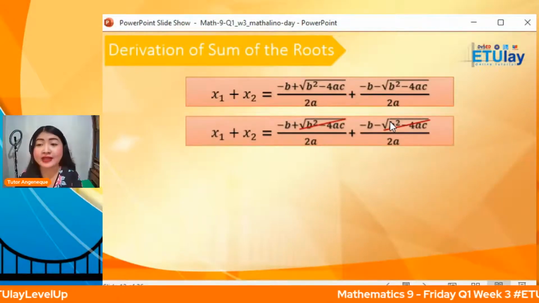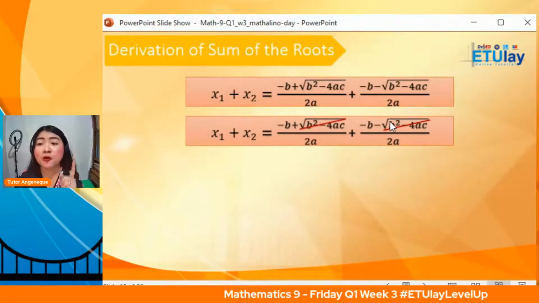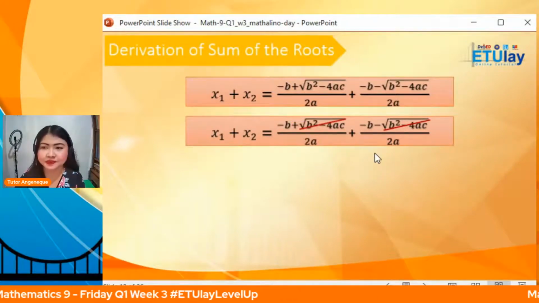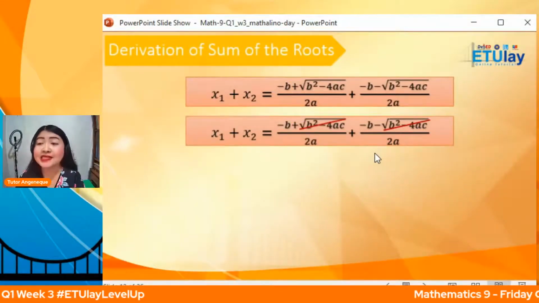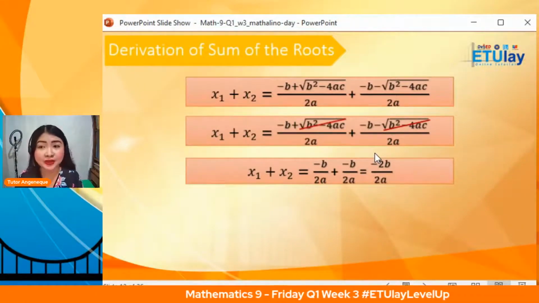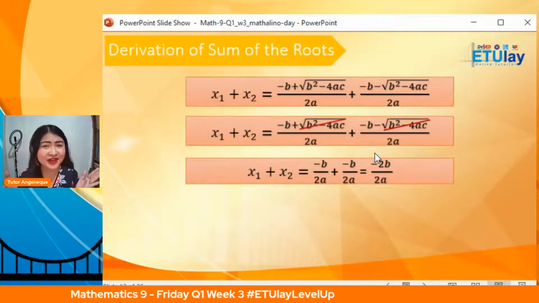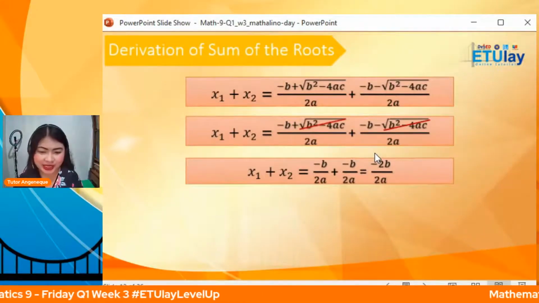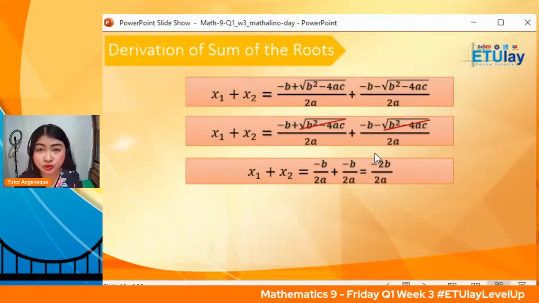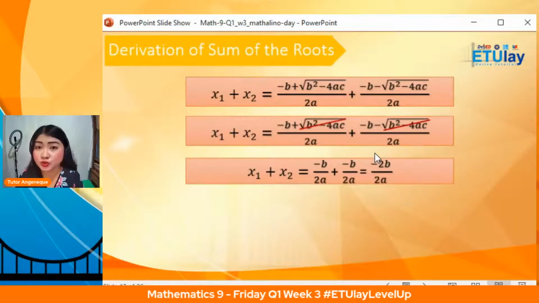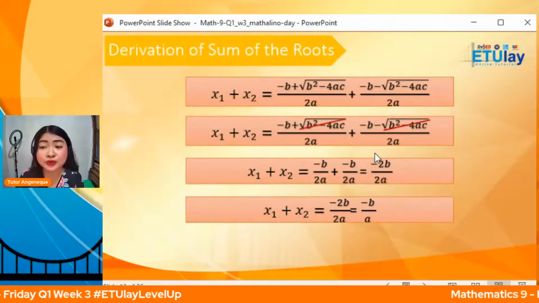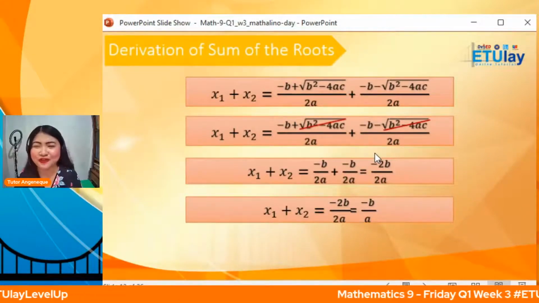We have negative b over 2a plus negative b over 2a. Negative b plus negative b is negative 2b. Copy the common denominator, that's 2a. Can we simplify? Can we still simplify? Yes, we can, right? So we can factor out the 2 and cancel because 2 over 2, that's 1 already, right? So we have here negative 2b over 2a equals negative b over a.